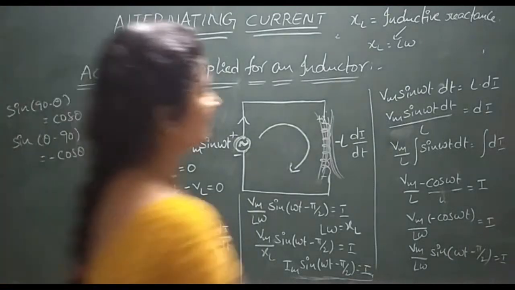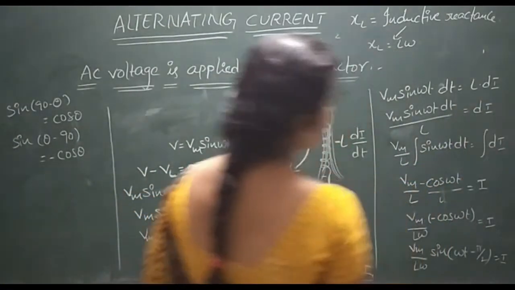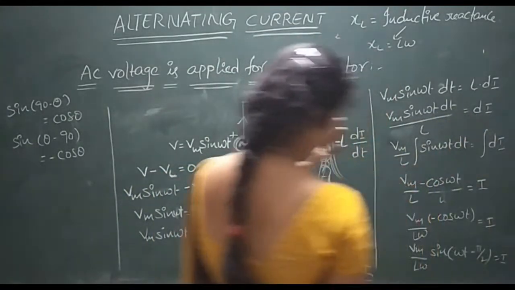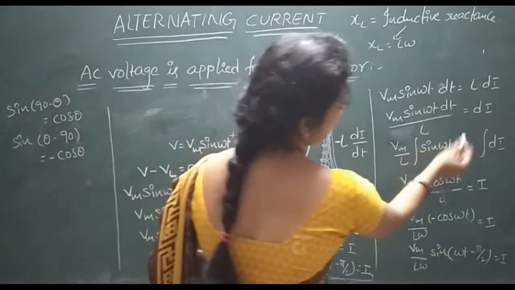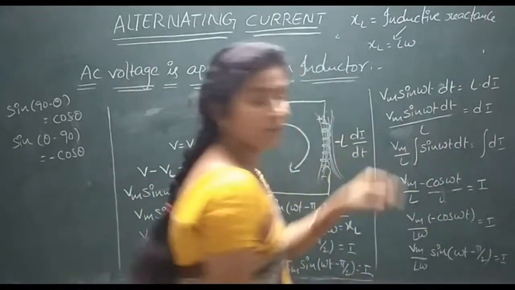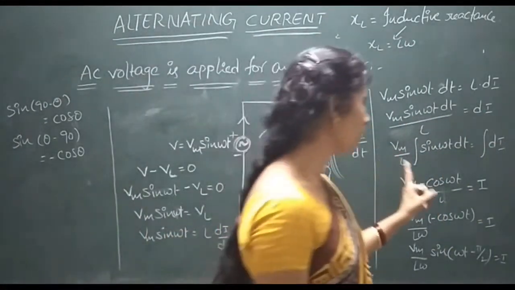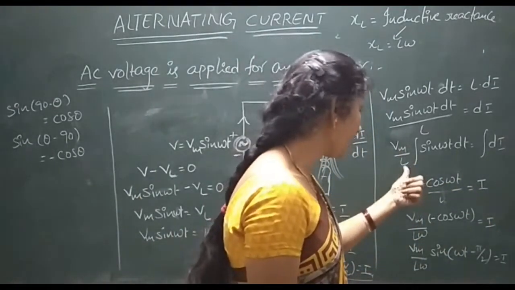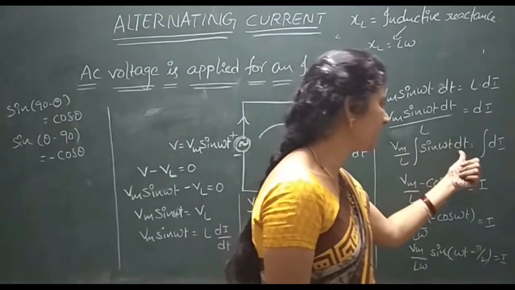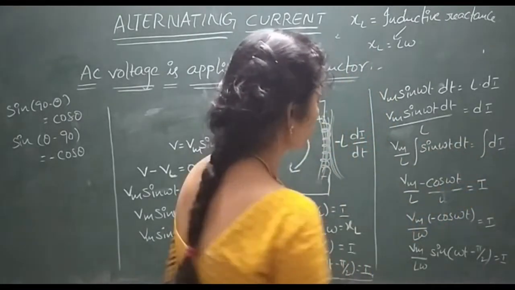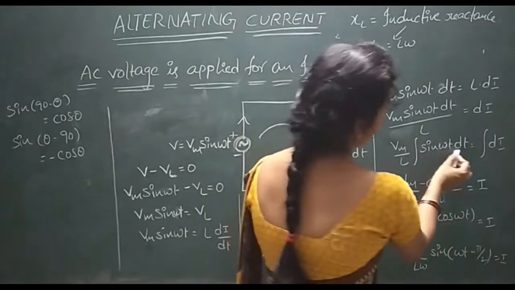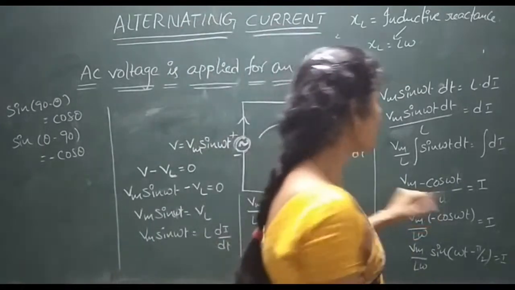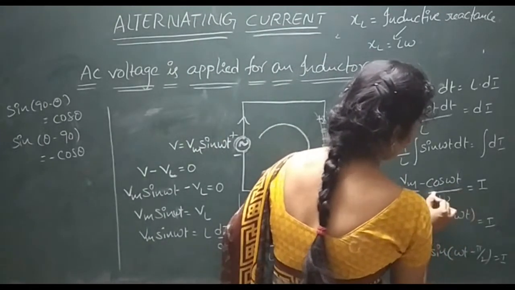Vm sin omega t dt by L equals di. So we have to apply the integration on both sides. Then what will happen? Vm by L integral sin omega t dt equals integral di. What is the integral of sin omega t dt? Minus cos omega t by omega.